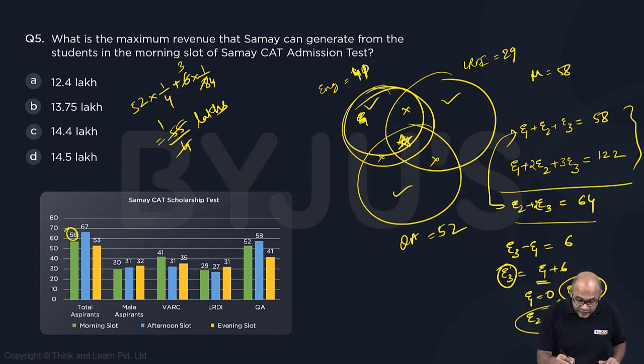55 by 4, so 4 ones are 4, then 15, 4 3s are 12, 4 7s are, and 4 5s are 13.75. This is correct. Nothing is wrong in this. So 13.75 lakhs is the amount that they can make. That's the maximum amount they can make.